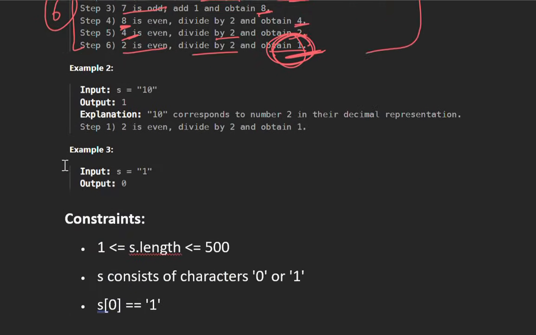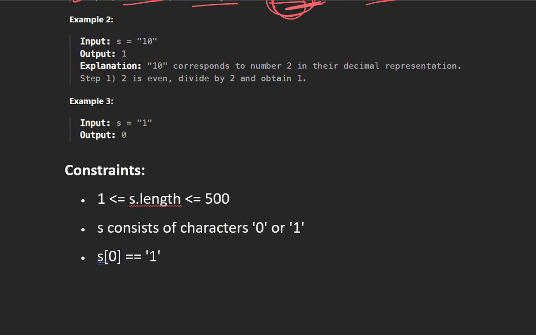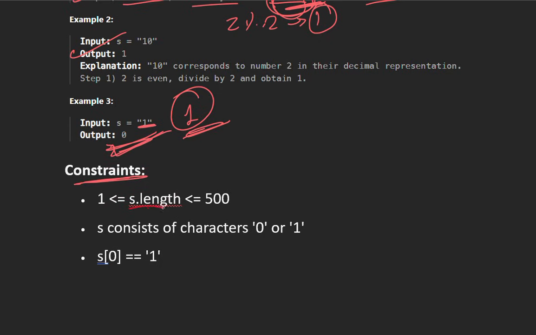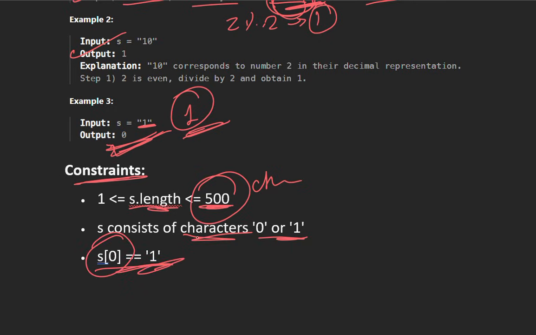In the next example we have 10, that is 2. 2 is even, so dividing by 2 we get our answer 1. So only one step. And if it is directly given 1, there is no need to do anything, so the number of steps is 0. If you see the constraints, the string length can be up to 500 characters, and it consists of characters 0 and 1, with the constraint that the first character is always 1.